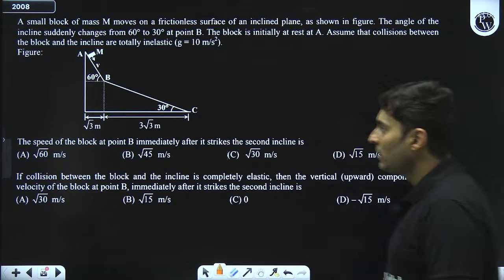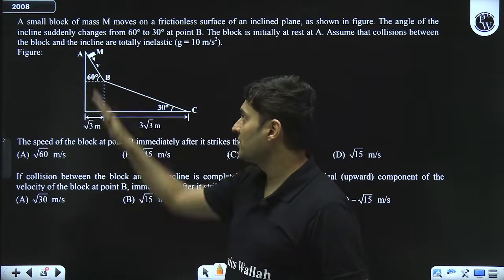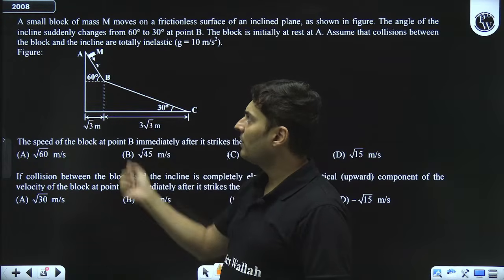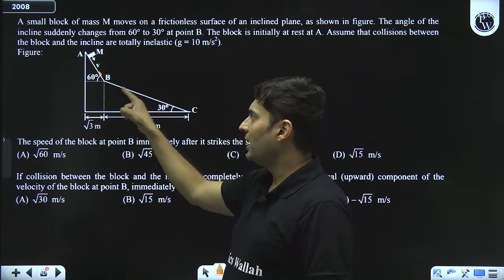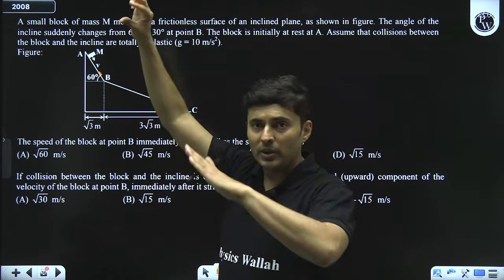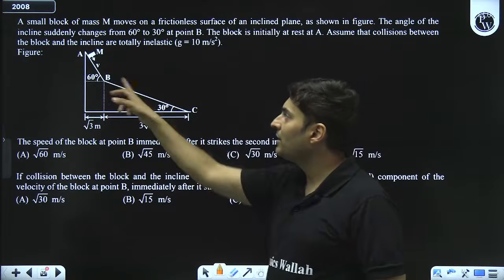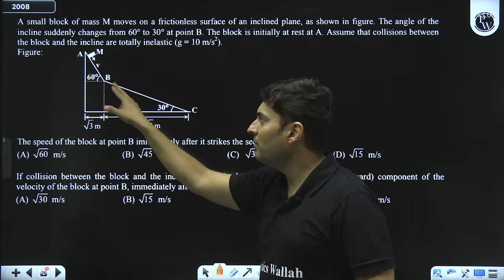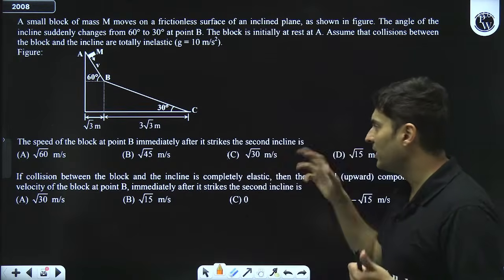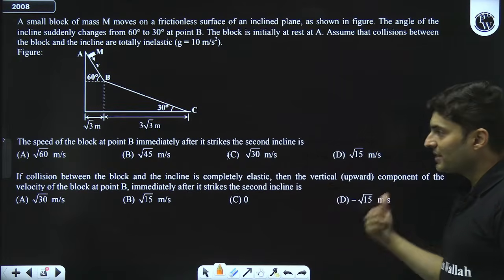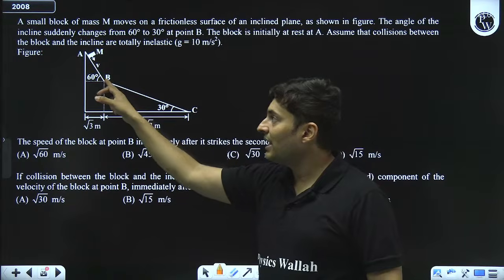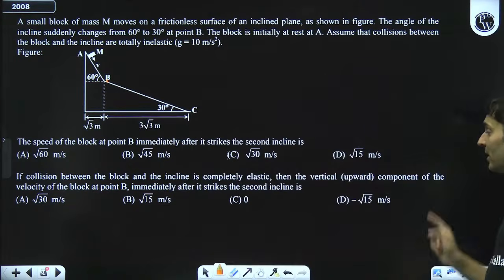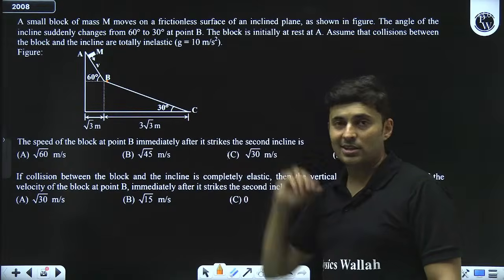Here it is. We have a wedge which has two different inclinations. This is 60, this is 30. Lengths, everything are given. You leave a mass, it starts going here, and there is a sharp edge. So it will come down, hit, and it will go somewhere else. Now the collision is completely inelastic at that point. So in that situation, what might be the velocity of that particle immediately after the collision at B? That's the first part. Second part is, if it was completely elastic, then what will be the vertical component of the velocity after striking?